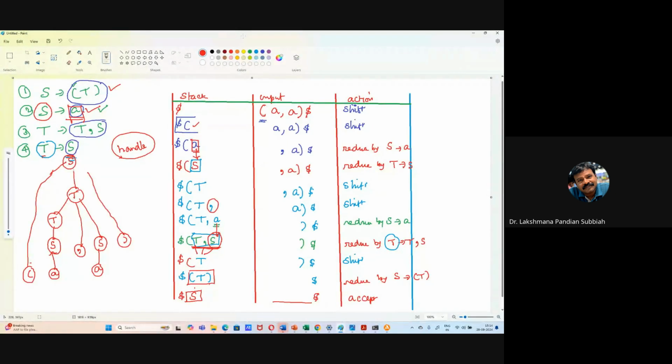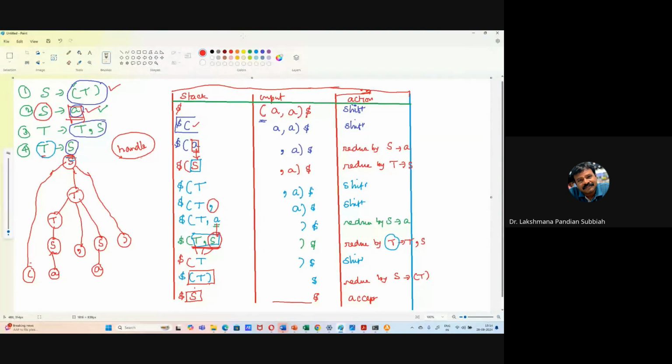Now this is a tree construction using the shift reduce parsing. This is called the shift reduce parsing technique. So you should have that one table. In the table, we are having 3 columns. The columns are stack, input, action, right? Stack, input, action. In that, you have to do the sequence of actions here, right?